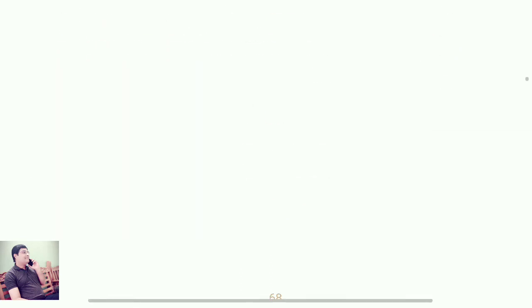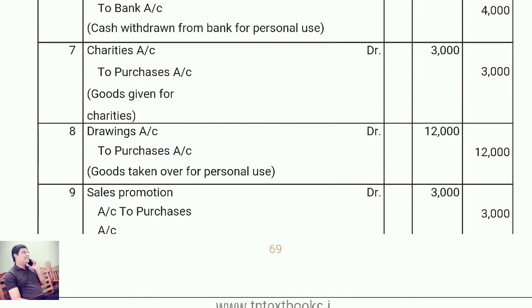Now see the seventh answer first. You check it, the seventh answer. Charity account debit to purchase account, 3000. Next one, drawings account debit to purchase account, because he purchased the shirt for his own purpose. So drawings account debit to purchase account.